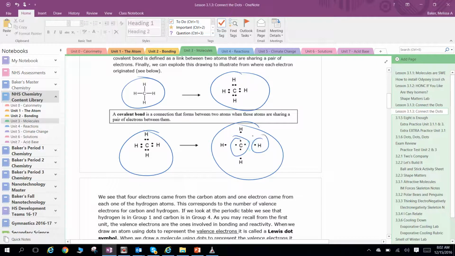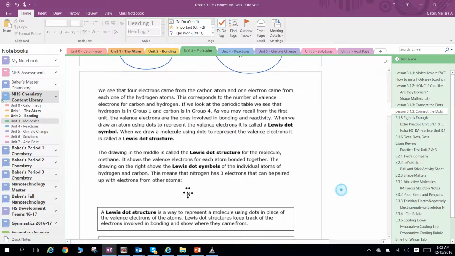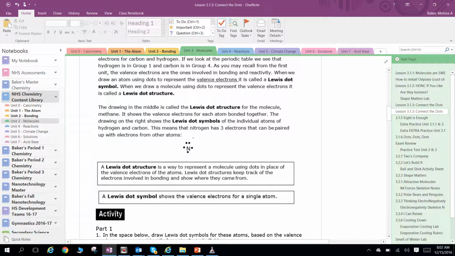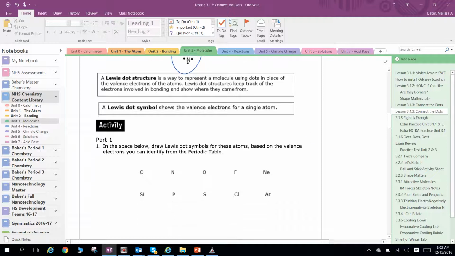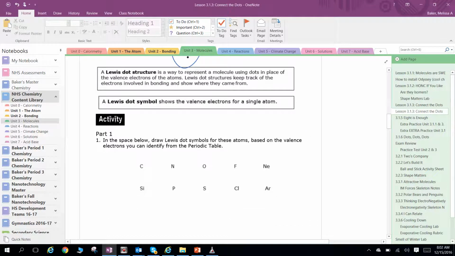Carbon's got 4 dots and hydrogen has 1 dot. So what do the dots represent? Well, they're valence electrons. And there's a certain way to draw something called a Lewis dot symbol. It's how many valence electrons that atom has.